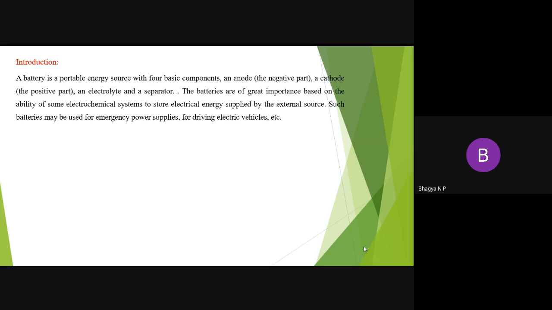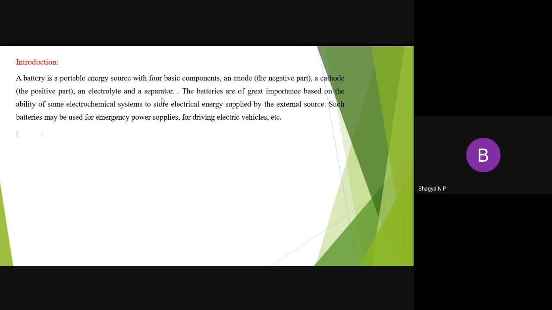So what is a battery? A battery consists of n number of cells. We all know a cell consists of two electrodes. Since the battery consists of n number of cells, all the cells are joined either in series or parallel ways. The components of a battery are anode, cathode, electrolyte and separator.